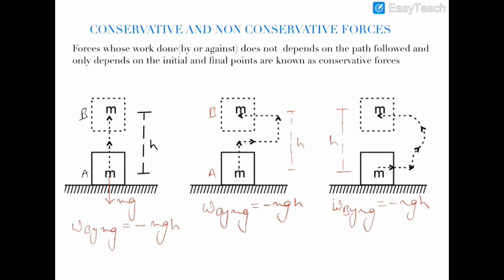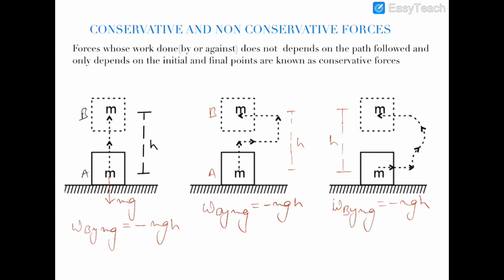So you can see that the work done in all three cases is the same, and it does not depend on the distance traveled, because the distance traveled in all three cases is different. In fact, this work done depends on the displacement of the object, and displacement, as we all know, is the shortest distance between initial and final points. This makes mg a conservative force, because the work done by mg depends on the displacement of the block and not on the path or distance traveled.